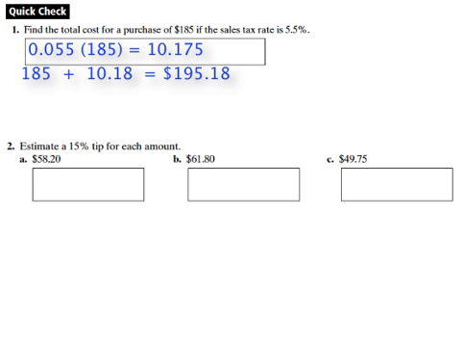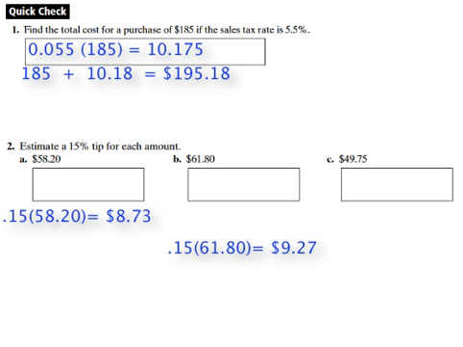For example 2, it says to estimate a 15% tip for each amount. We're not going to estimate, we're just going to find 15% of each amount. So number 2A, find 15% of 58.20. So 0.15 times 58.20 is $8.73. For 2B, 15% of 61.80 would be 0.15 times 61.80, which is $9.27. For number 2C, we need to find 15% of 49.75.